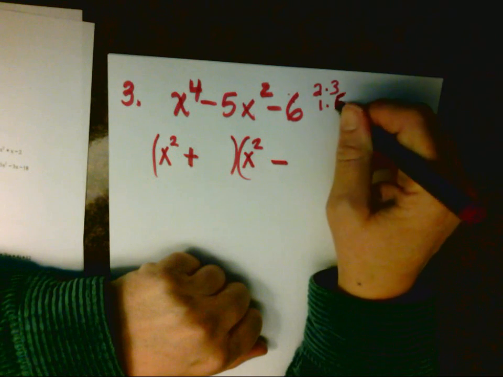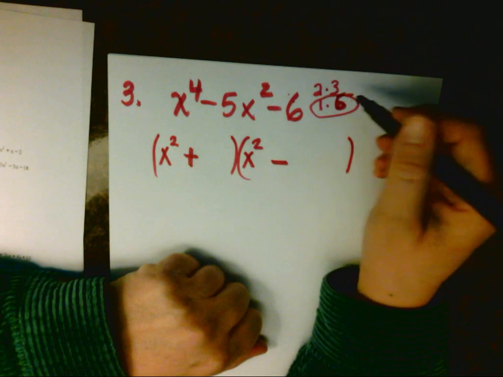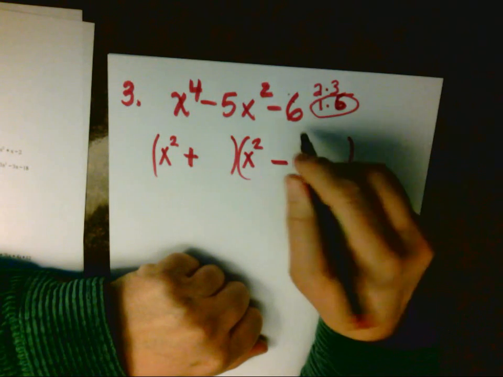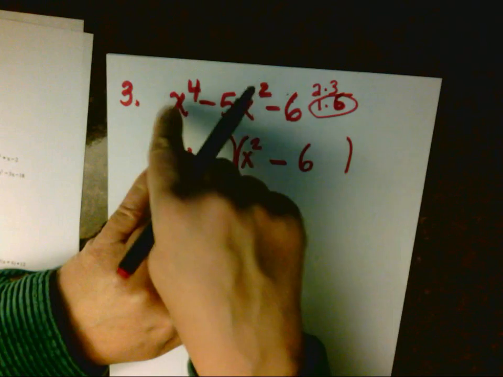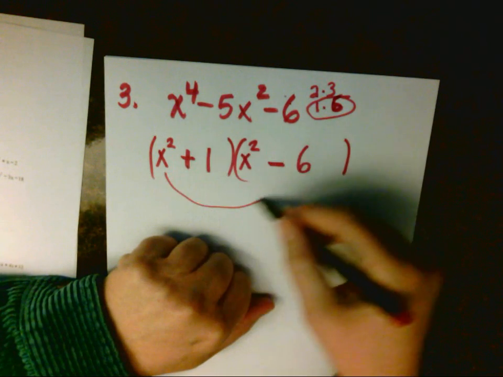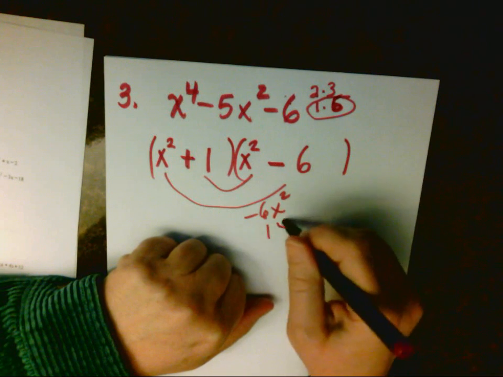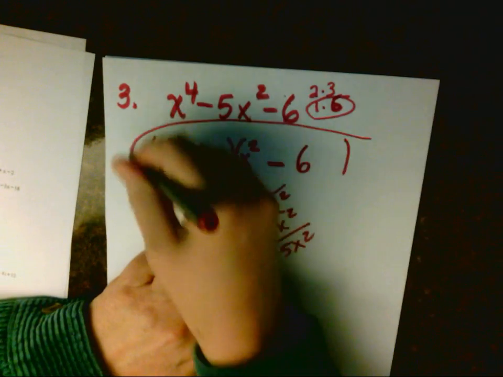1 times a 6. 1 times a 6 is 6, right? I think we need to use the 1 and 6. In fact, I know we do. And the middle term is negative, so I'm going to put the 6 here so the bigger number is negative. Okay, let's check this. First times first is x to the 4th. Last times last is negative 6. On the outside, I get a negative 6x squared, and on the inside, a 1x squared, which makes a negative 5x squared, and that's what I needed, and we got it. First try.